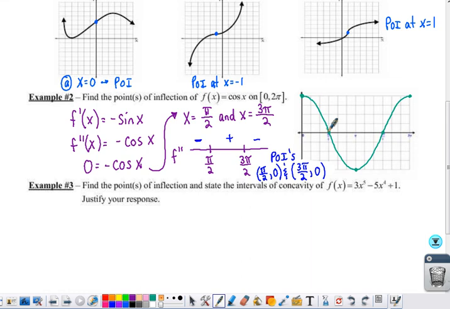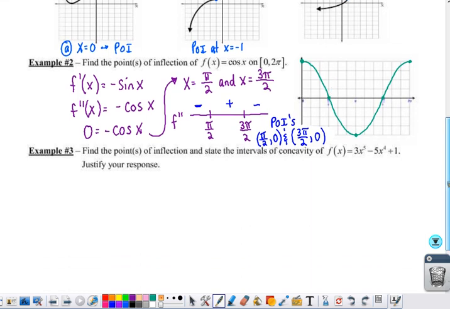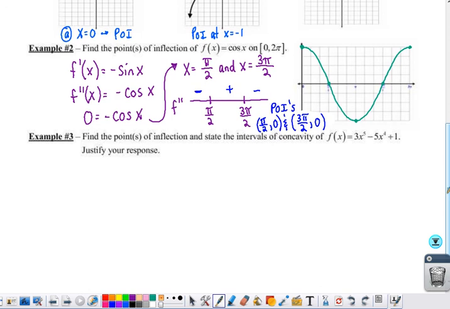And then for our last example, we again want to find the points of inflection, and then we want to state the intervals of concavity on f of x. And it says justify your response. So the AP does use this terminology, justify your response, quite a bit. So we do have to have a reason.